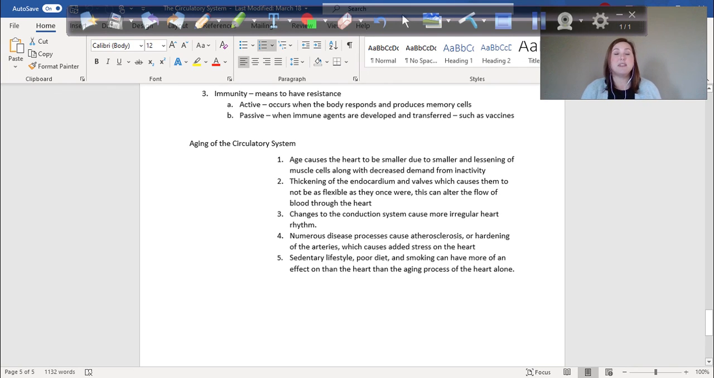Smoking takes up a lot of the oxygen in your body. So you're not getting good blood or good oxygen supply, not only to your heart, but to the rest of your body. So that's why smoking is huge. Smoking also can add to those hardening of the arteries and adding that stress on the heart. Sometimes that sedentary lifestyle, poor diet, and smoking can be more of an effect than just the aging process alone. So that's why stress on a healthy diet and good exercise is so important to the circulatory system.